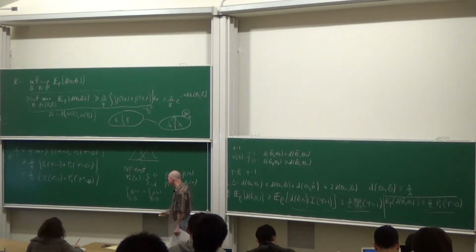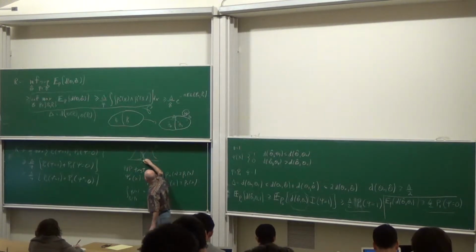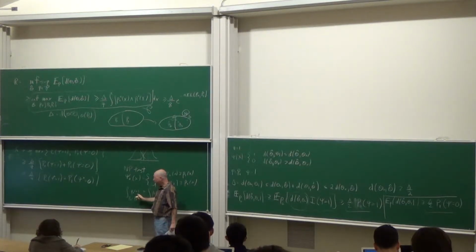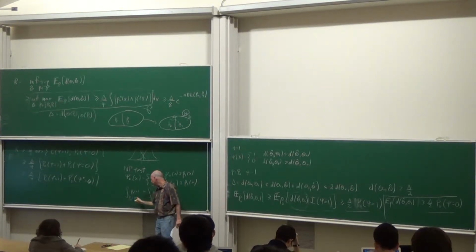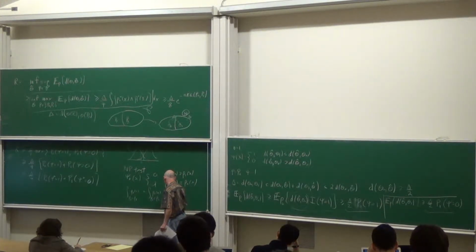In fact, if you think about it, these are disjoint regions. I'm integrating this over here where P0 is the minimum, and I'm integrating this over here where P1 is the minimum. This is exactly equal to the integral of the minimum of P0 and P1.